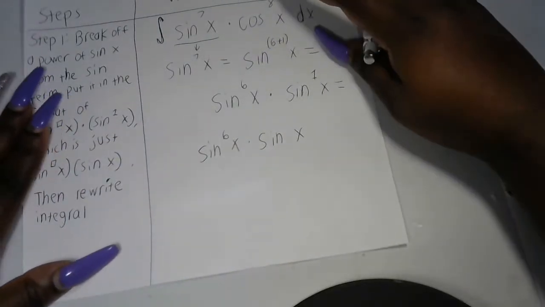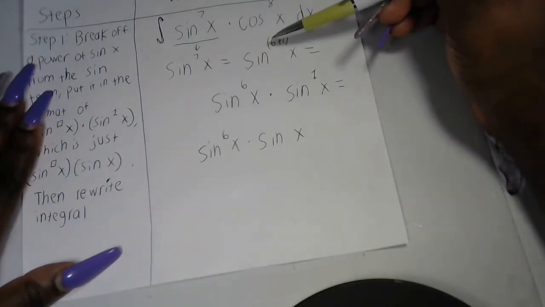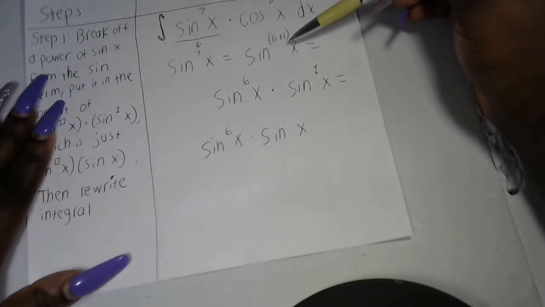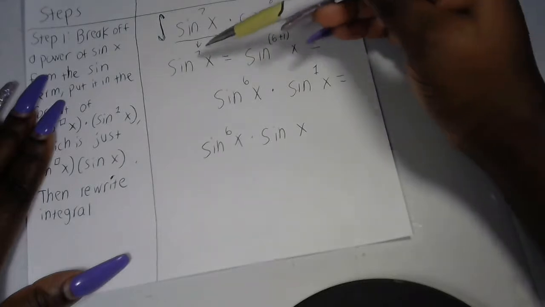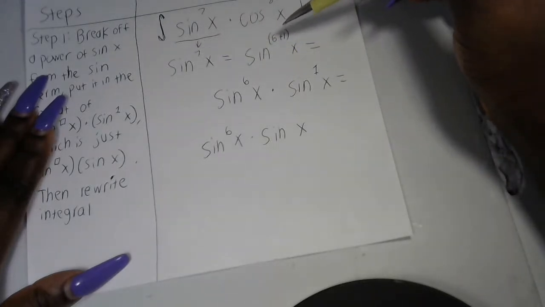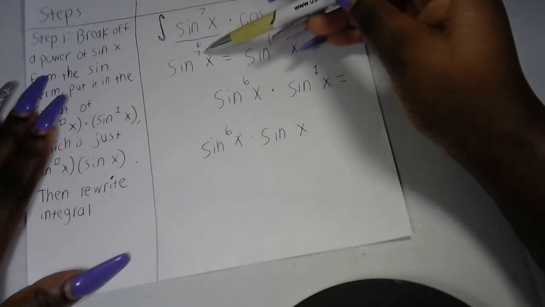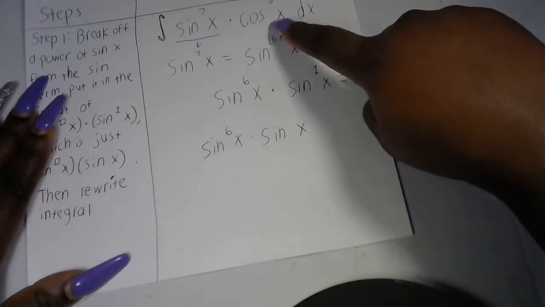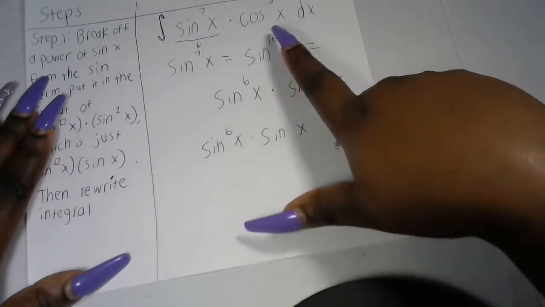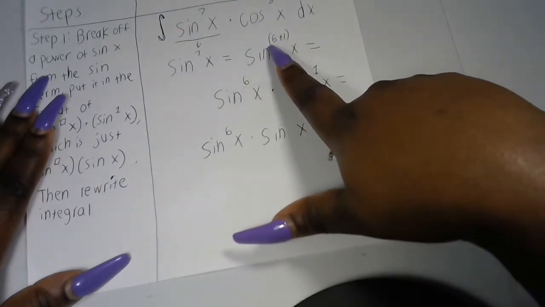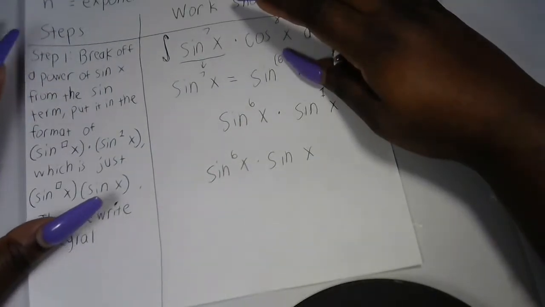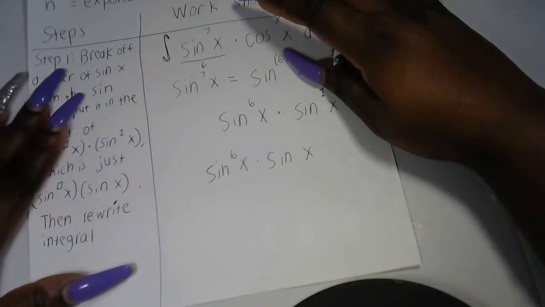The reason you have to break it down into 6 plus 1 is that we're only breaking off a power of sine x, just one power. So whatever is in the sine term, just do 1 plus a number less than that. It always has to be plus 1. If this was 9, it would be 8 plus 1. If this was 11, it would be 10 plus 1, because we're only breaking off one power of sine x.